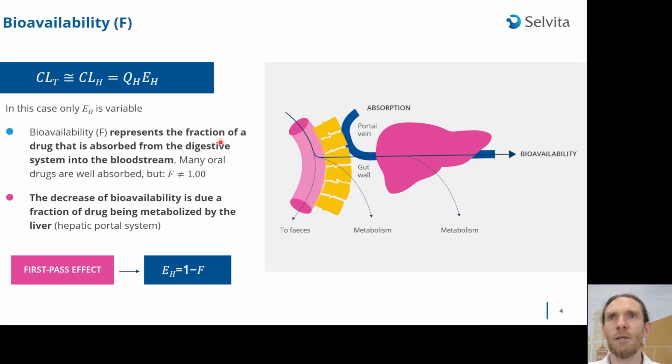So the bioavailability represents the fraction of the drug that was absorbed from the digestive system into the bloodstream. Despite many oral drugs being well absorbed, their bioavailability is almost never 100%. And this is because those drugs are being metabolized by the liver via the so-called first-pass effect.